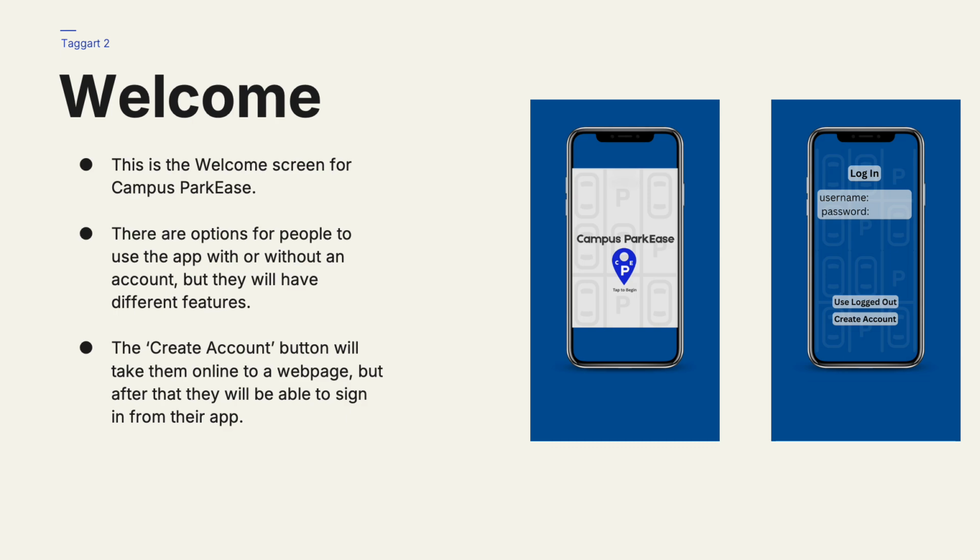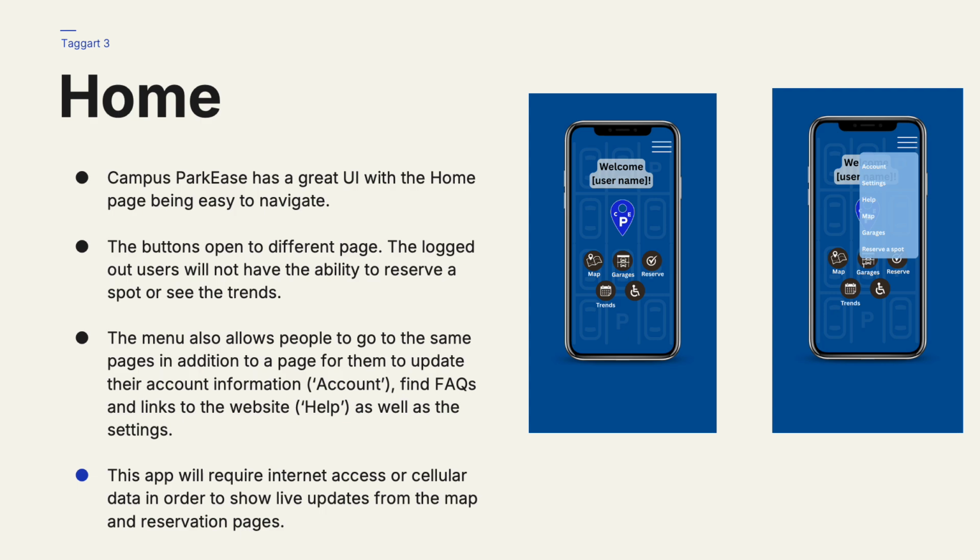Campus ParkEase welcome screen is very easy to use. Of course, you just tap to begin. There you will sign in with the username and password you created. You can always use Campus ParkEase logged out, but you won't have access to all our great features, so we recommend you create an account. All you have to do is click on that button, fill out some quick information, and you will have an account ready to go.